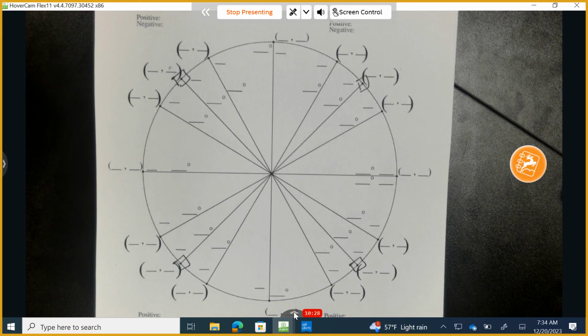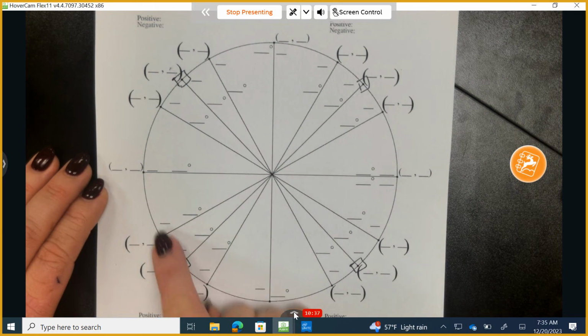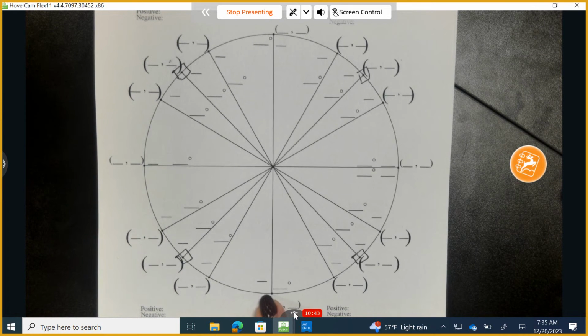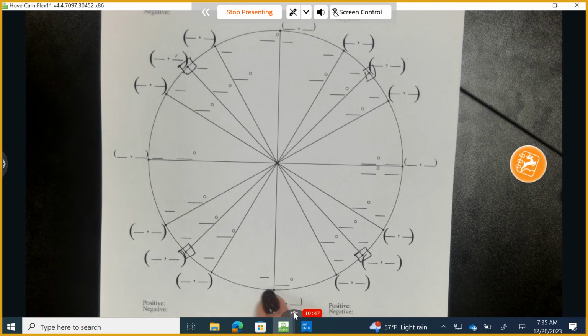Where's 9 pi over 6? So here we go. 1, 2, 3, 4, 5, 6, 7, 8, 9. 9 pi over 6. No, don't write anything down. We're just practicing. Would anybody like me to demonstrate real quick? Hand raise. How do I find 9 pi over 6?